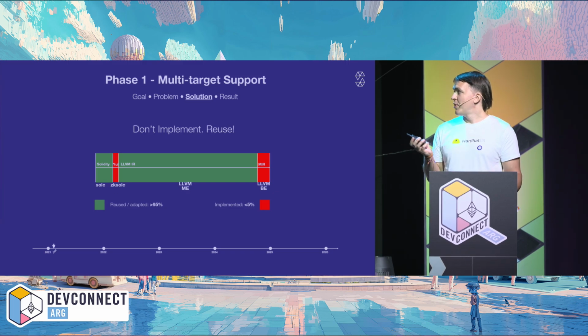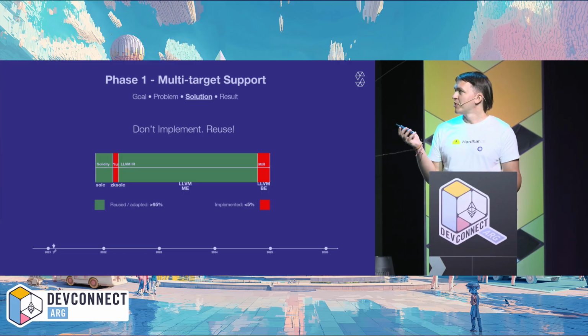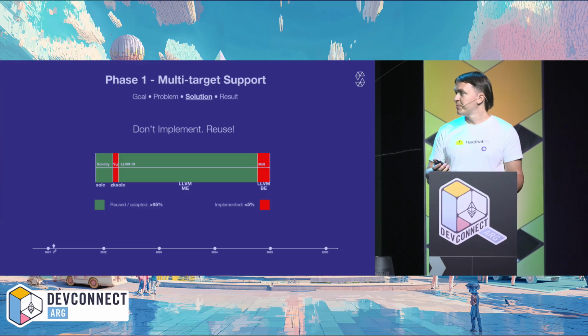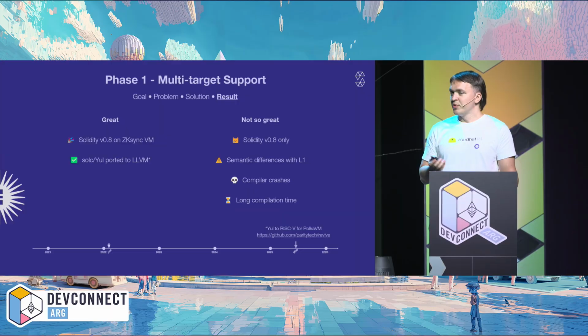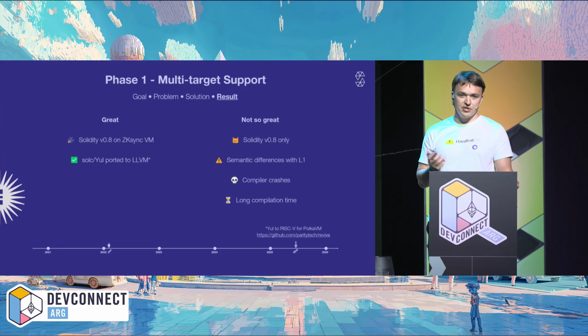So this is how our pipeline looks like. We reused all the green area, and we only wrote ourselves the red areas, which are the zk-solc adapter between YUL and LLVM IR and the zk-sync VM backend itself. So in total, we reused more than 95% of the code base, and we successfully delivered the compiler in 1 year.